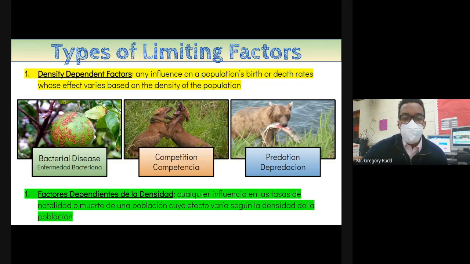Competition, of course. Individuals don't need to compete as much if there aren't that many of them present, if they might all be from the same pack or from the same school of fish. They don't need to compete. But if there are a lot of individuals living in the same space, then the competition for land, the competition for food, the competition for mates becomes much more serious.